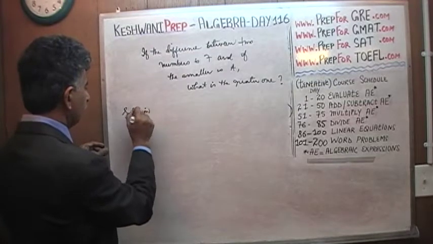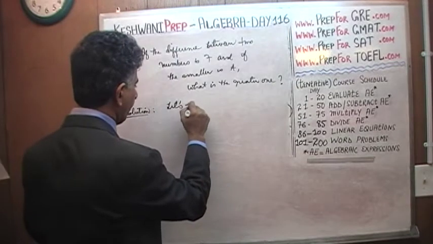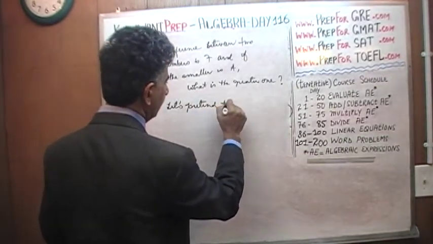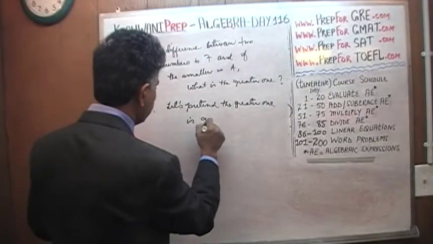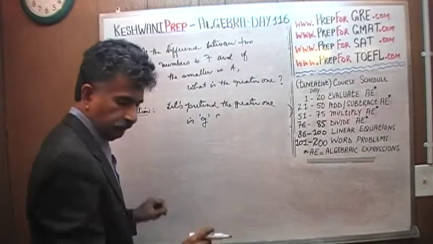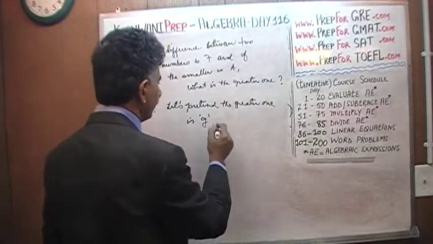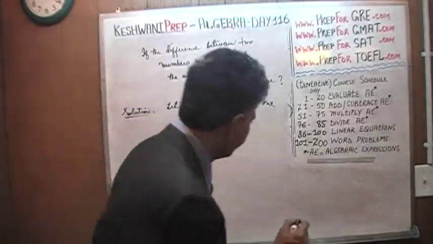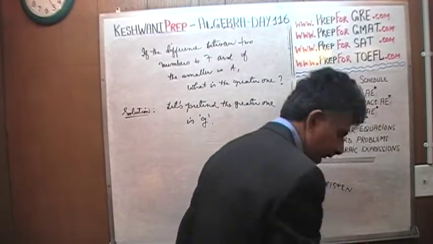Here's the solution. Let's pretend the greater one that they're talking about is G. In other words, we are christening it, we are giving it a name.